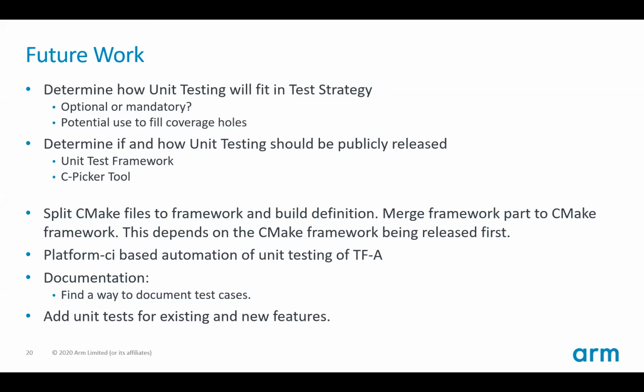We need to split CMake files into the framework and build definition. We'll merge the framework part into the CMake framework, but this obviously depends on the CMake framework being released. And then we also need to add automation in platform CI. We need to find a way to document the test cases themselves, find an optimal way to do that, and then also just add unit tests for existing and new features.